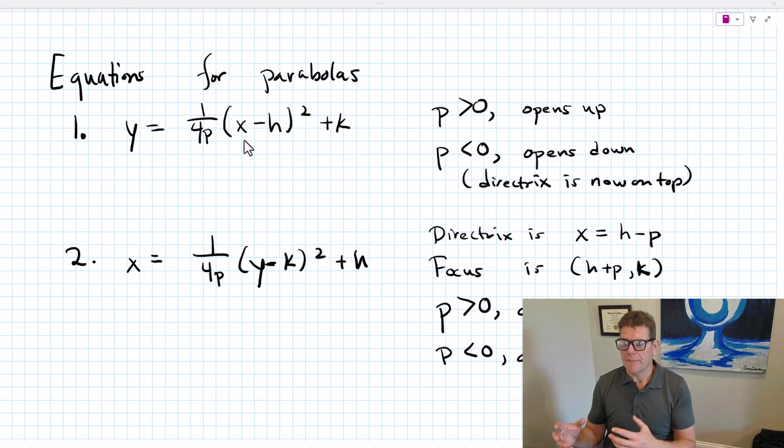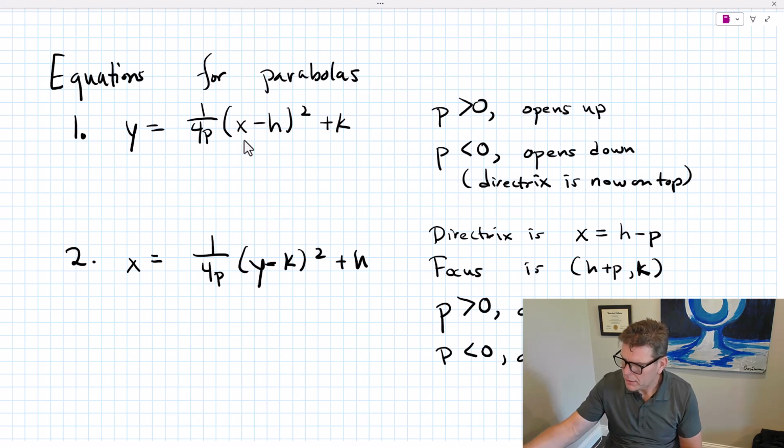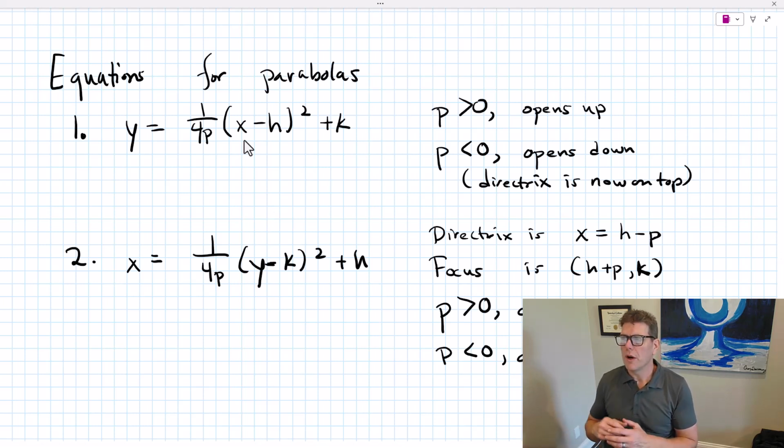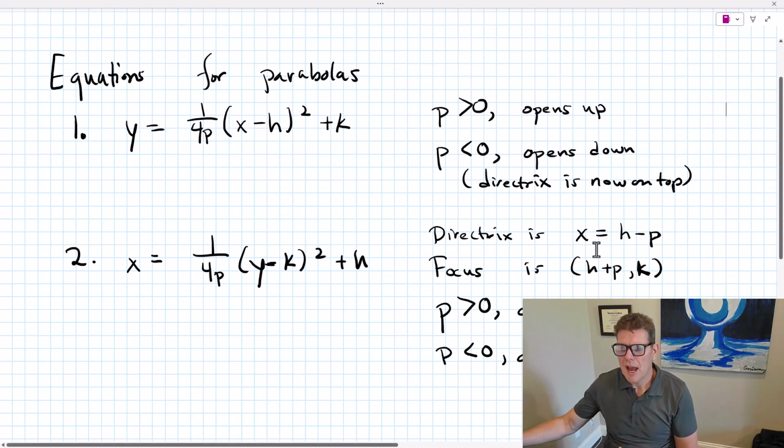Now, what if we want a left-right parabola? Well, what's going to end up happening is that y is going to end up being squared. And so consequently, we'll get y squared, and then x is going to end up being a function of y. In this case, my directrix is going to be x equals h minus p. It's going to be a vertical line, and my focus is now going to be changing in terms of the horizontal instead of the vertical, so it'll be (h plus p, k). And if p is greater than 0, it opens towards the right, and if p is less than 0, then it's going to open towards the left.